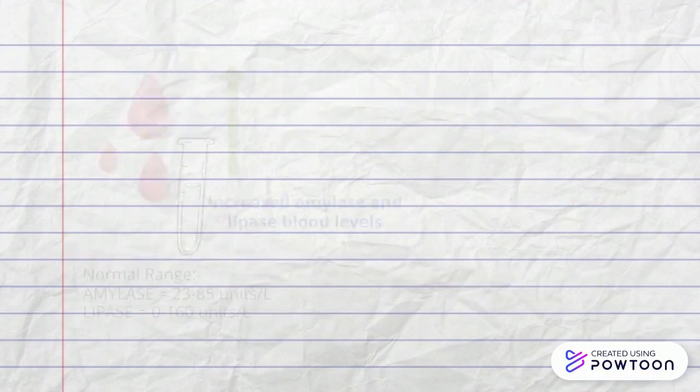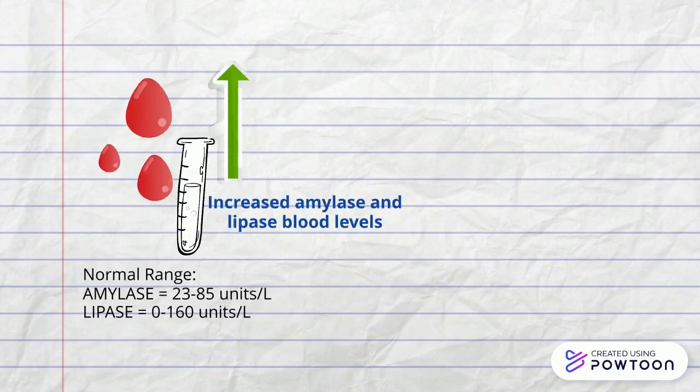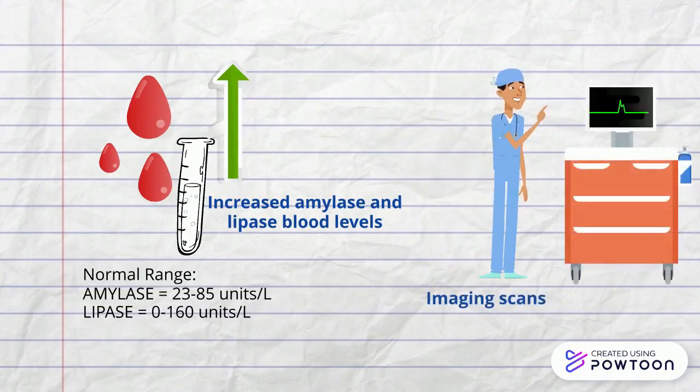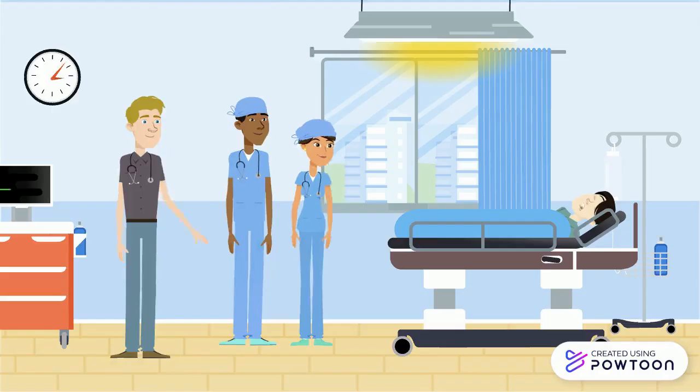To diagnose pancreatitis from the indication of these symptoms, there are a number of tests that can be performed. Blood tests can confirm pancreatitis if both amylase and lipase levels are raised in the blood. In addition, imaging scans like CT and ultrasound can detect if the pancreas is inflamed.